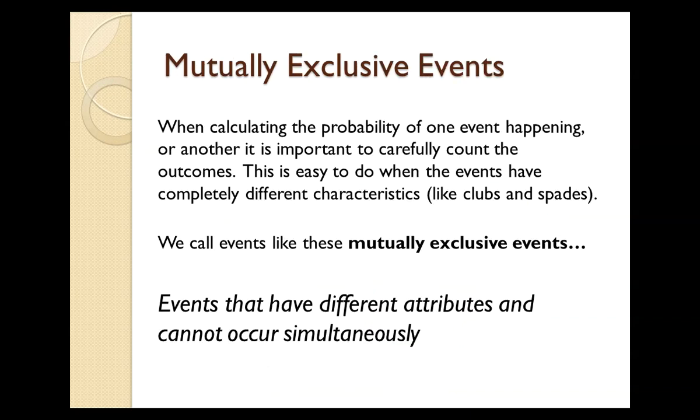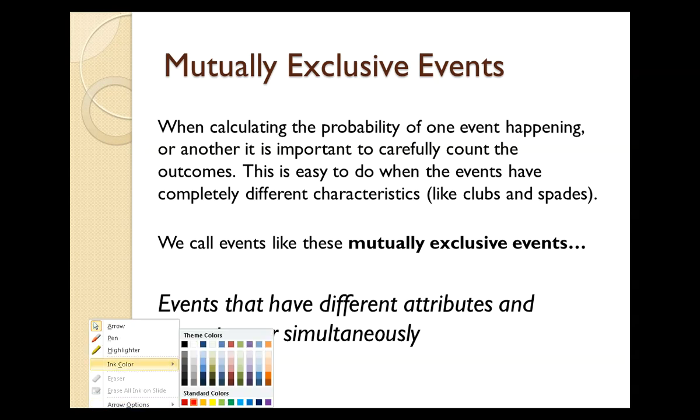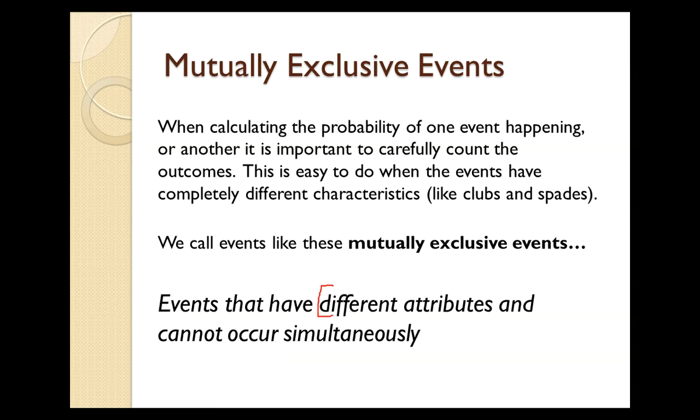So as I said, it's easy to do when events are completely different, like clubs and spades. Drawing a club and drawing a spade are mutually exclusive events. They have different attributes and cannot occur simultaneously. You can't draw a card that's both a club and a spade at the same time, completely different.